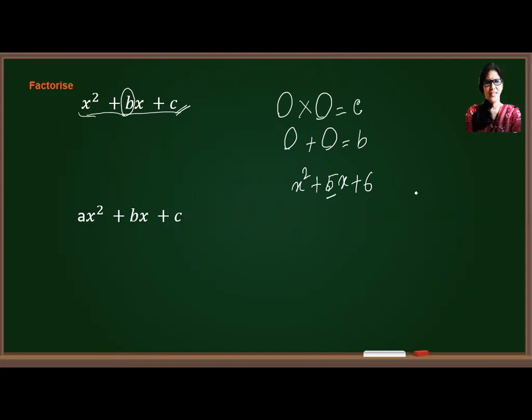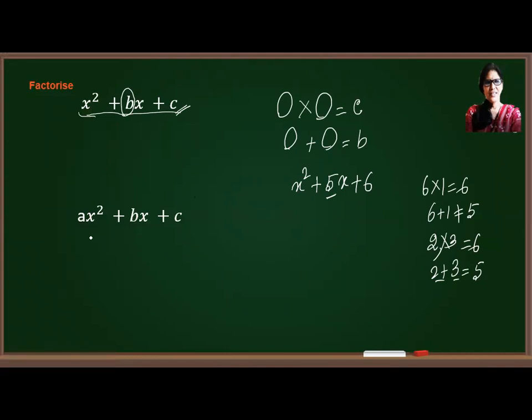Certainly this will not be 6 into 1. 6 into 1 is 6, but 6 plus 1 does not give you 5. So you have to think of two other numbers. So 2 and 3, if we multiply, it will be 6. 2 plus 3 is equal to 5. So I'll split as 2 plus 3.